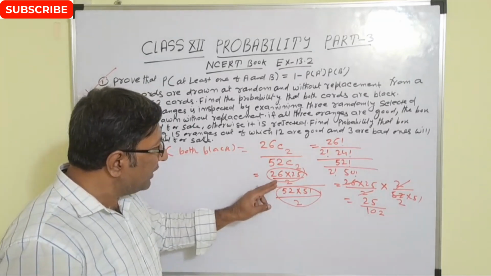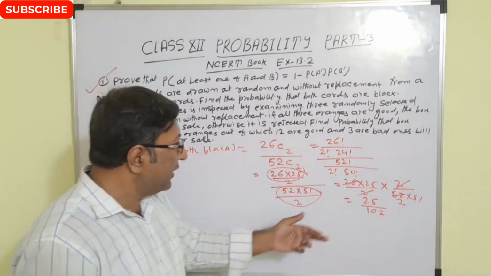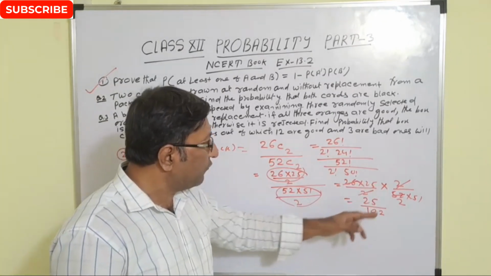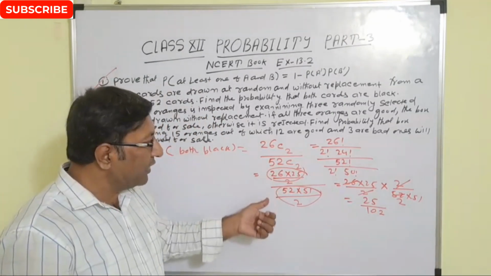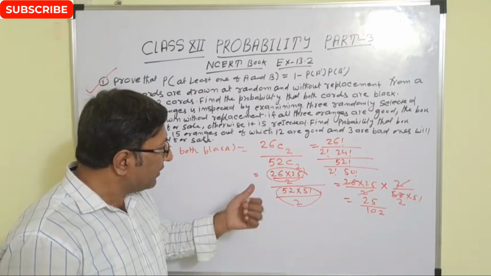Now this number divide this number, so this number multiply, this will reverse. So 26 into 25 by 2 multiply 2 divide 52 by 50. We can cancel here also, but we are doing this so that you can understand very easily in a simple way. We can cut here also.